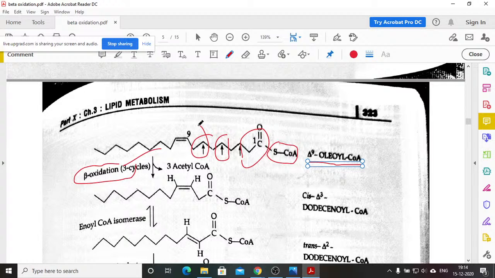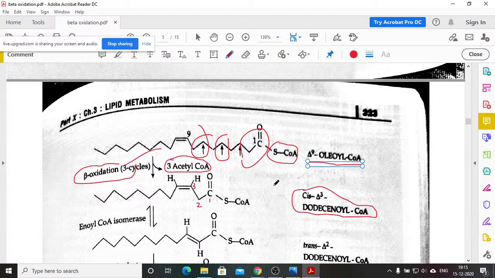Now 3 acetyl coenzyme A molecules are removed, so it becomes shorter. Now you see the first carbon 1, 2, 3, 4, 5, 6, 7, 8, 9, 10, 11, 12. So 18 minus 6, that is 3 into 2, 6. It becomes 12. So 12 carbons are left. This is cis delta 3 dodecanoyl CoA. This is the name of this compound. Here is carbon 3.